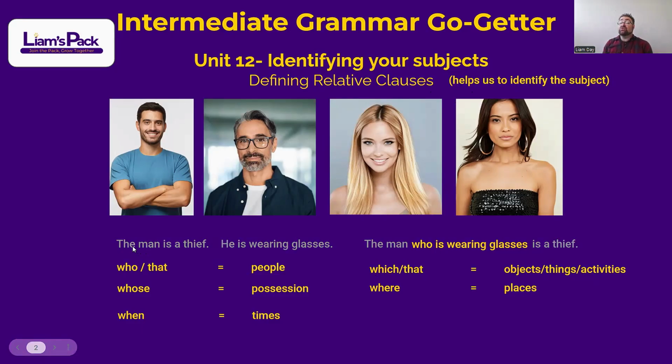And finally, we can use when for times. Okay, so or events. So we can say something like, I couldn't believe it when I arrived at the party. Okay, if you just say I couldn't believe it, it's not clear. Couldn't believe what? But I couldn't believe it when I arrived at the party.